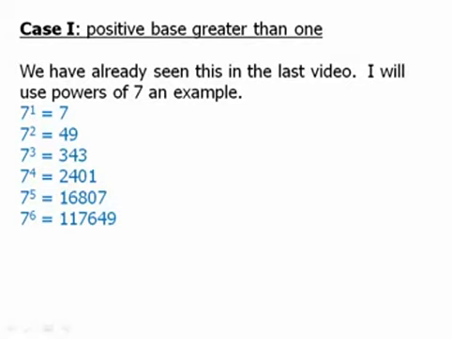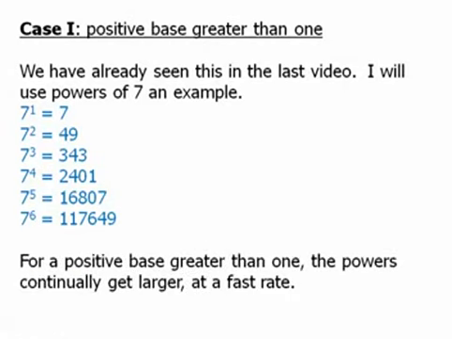So this is one good idea to keep in mind: if you have a base greater than 1, and especially if it's greater than 5 or greater than 10, then as you start raising powers of it, it's going to get inconceivably big very quickly. So the big idea here is, with a positive base greater than 1, the powers continually get larger at a faster and faster rate. That's very important. So that's pattern number 1, the pattern when we have a positive base greater than 1.